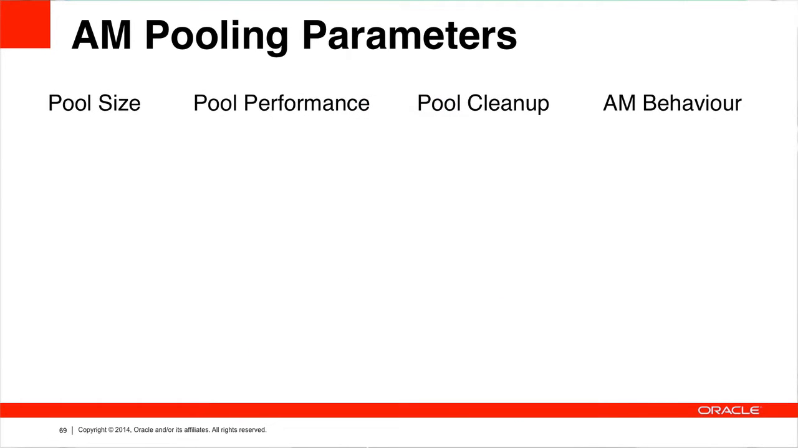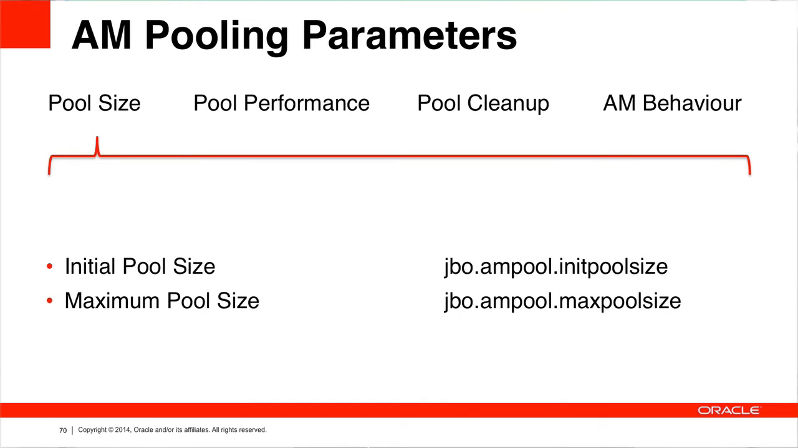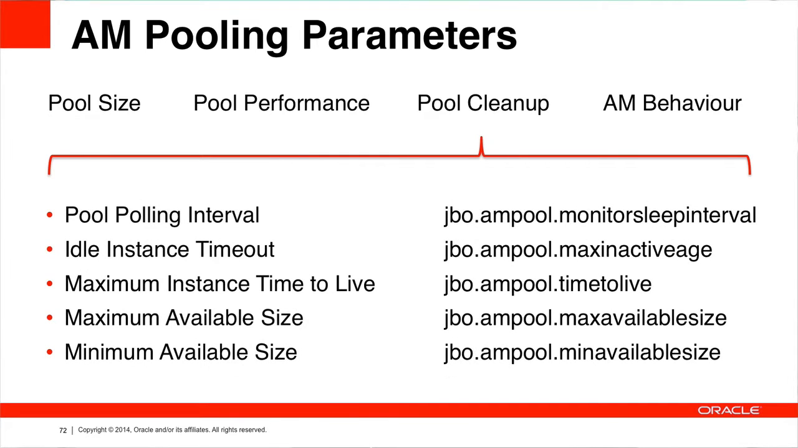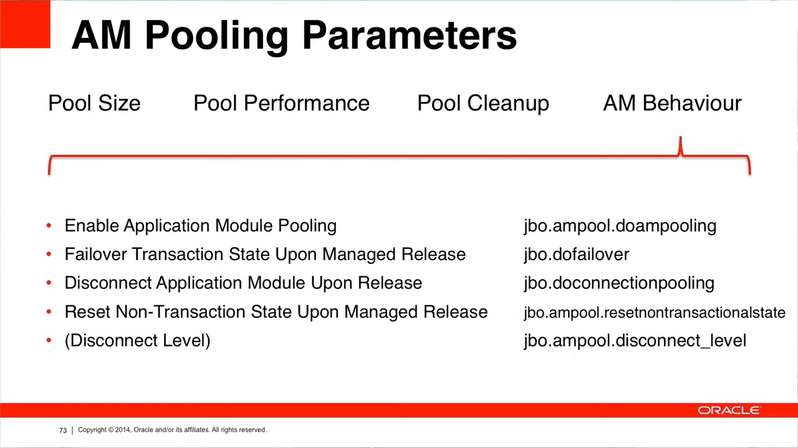Broadly speaking, the pool parameters can be broken into 4 categories. Firstly, those that control the pool size, that is, how small or large the pool can be. Next, performance, or in other words, those parameters that control the scalability and throughput for users. The third category, how many AMs in the pool are cleaned up, including what happens if the user times out or logs out. And finally, the fourth category of AM parameters aren't so much about the AM pool, but rather settings that control how the individual application modules behave.